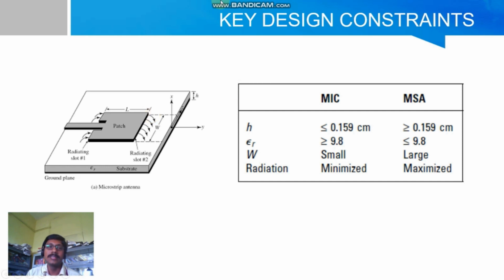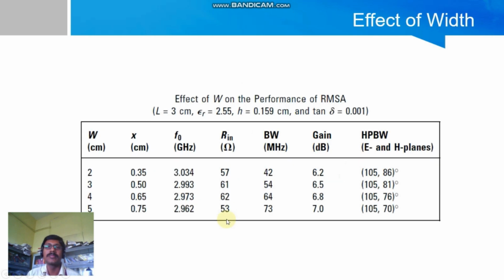This radiation depends on some parameters: height, dielectric constant, and width. Height should be less than or equal to 0.19 centimeter, dielectric constant greater than 9.8, and radiation should be minimized as much as possible. Effect of width: when you vary the width, it affects the feeding length, frequency, input resistance, bandwidth, gain, and half power beamwidth.